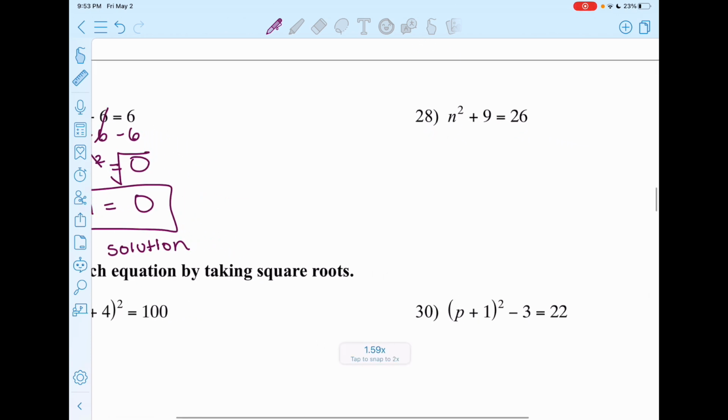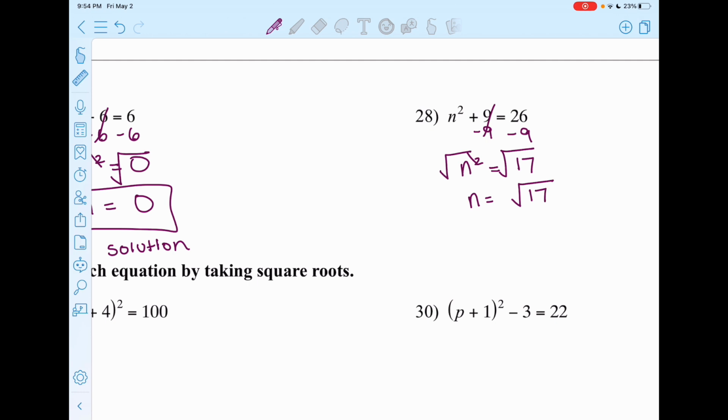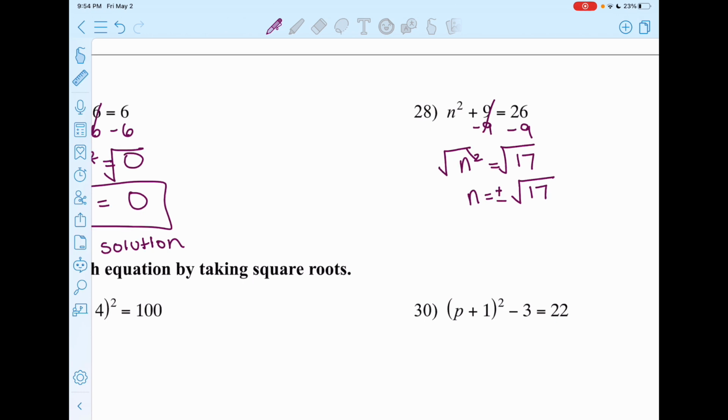Looking at 28, same thing, I need to get rid of that 9 first, so I'm going to subtract 9 from both sides, and I'm left with n squared is equal to 17. To get rid of the square, I square root both sides. And 17 is not a perfect square, and it doesn't have any perfect squares to divide it, so I'm just going to leave 17 in the square root. And I'm going to put the plus minus symbol on the outside to show that my answer could be positive radical 17 or negative radical 17, which means I have two solutions.